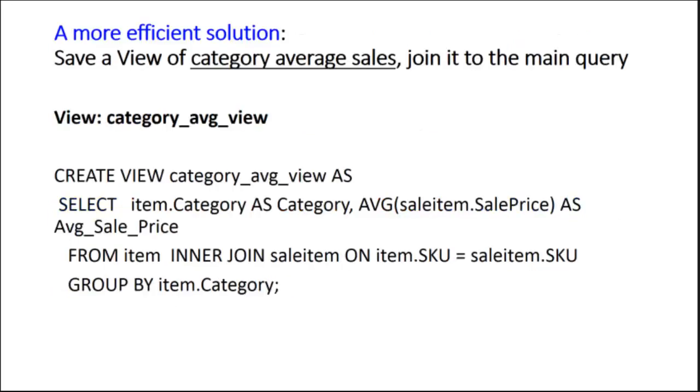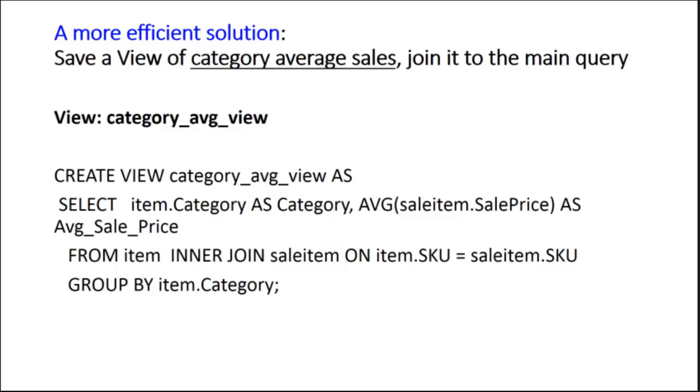So what to do? There's always a more efficient way when we have trouble running a query that takes a long time to run. We can run a query and save it, a saved query, or as we call this, a view. We can save it with a name, category_average_view. It should be one string. And this is the syntax.